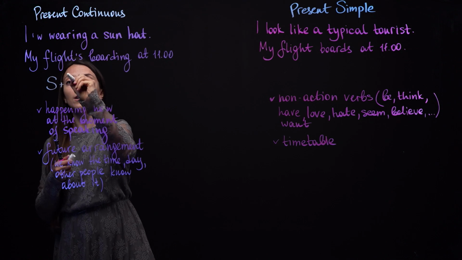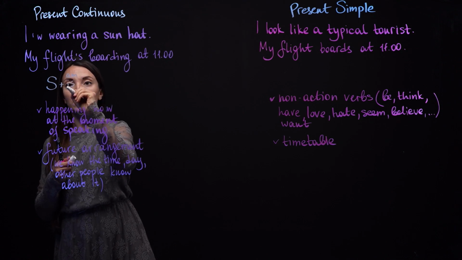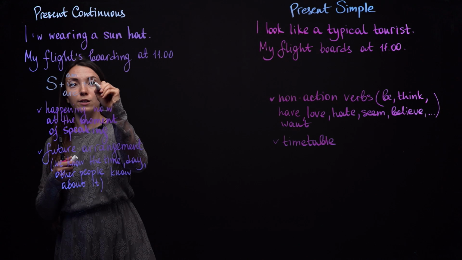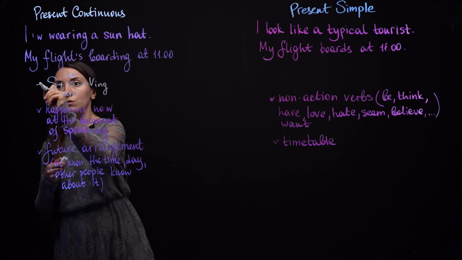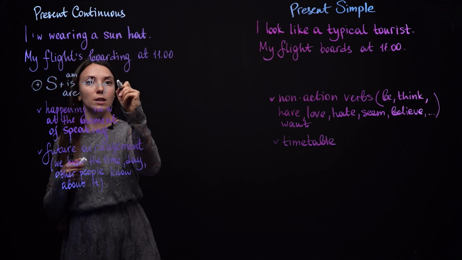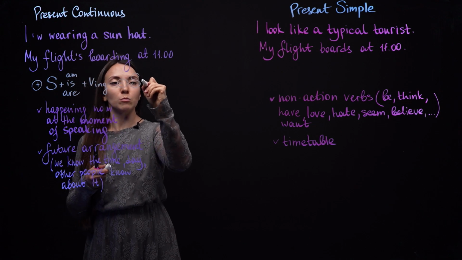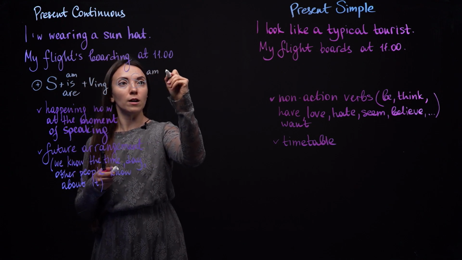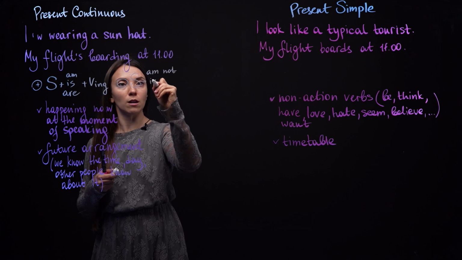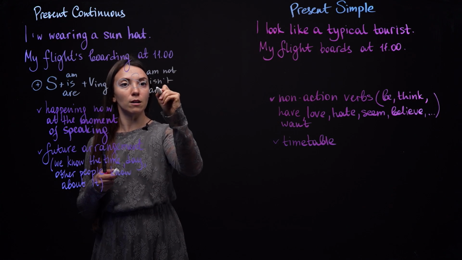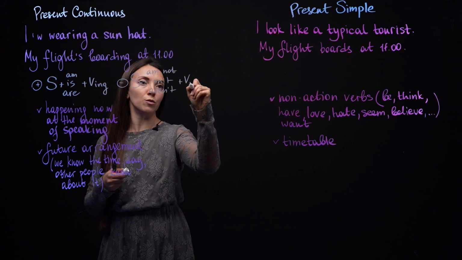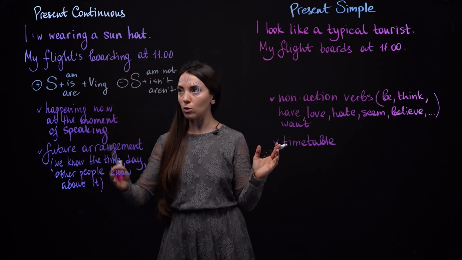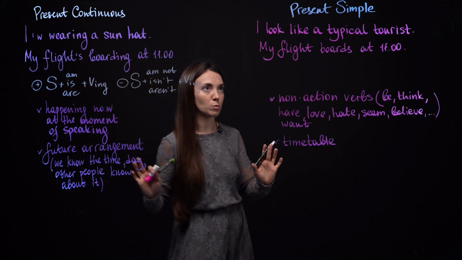Okay, let's take a look at the formula, which you already know. Subject, am, is, are, and verb-ing, if it's a positive sentence. Negative sentence: subject, am not, isn't, aren't, with verb-ing. If we want to make a question, we put am, is, are in the first position.